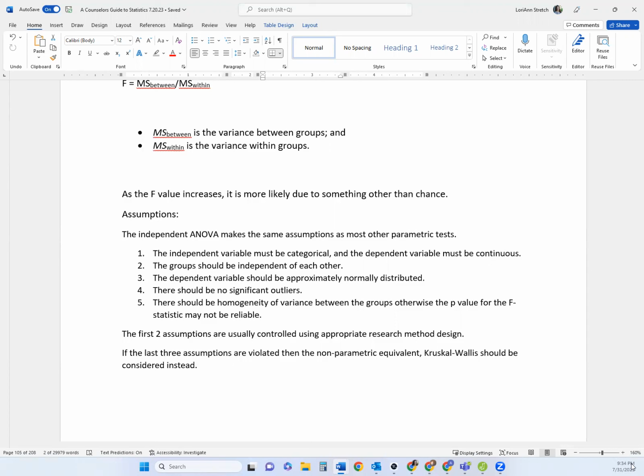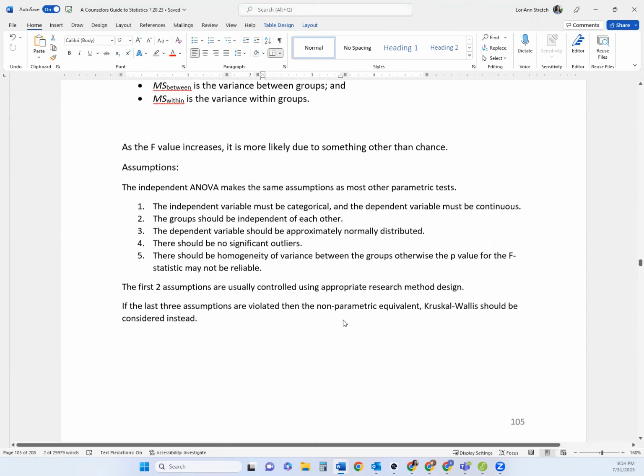Our dependent variables should be normally distributed. There should be no significant outliers, and there should be homogeneity of variance between the groups, so they need to be somewhat alike. The first two assumptions are controlled by the use of an appropriate research method like quasi-experimental. And the last three assumptions, if they're violated, there is a non-parametric equivalent, Kruskal-Wallis, that can be used instead.